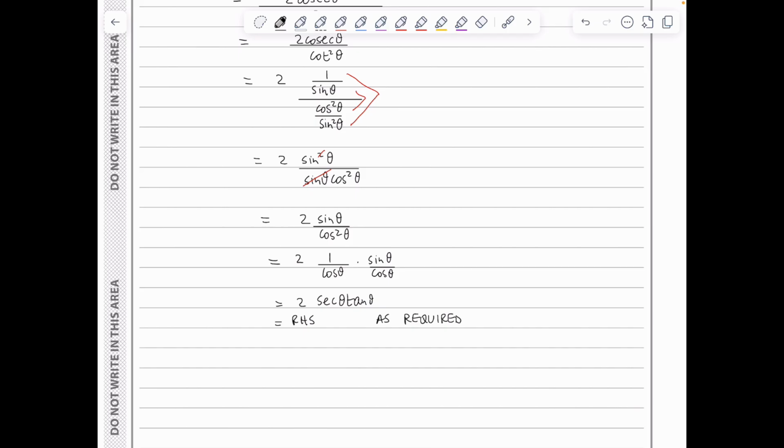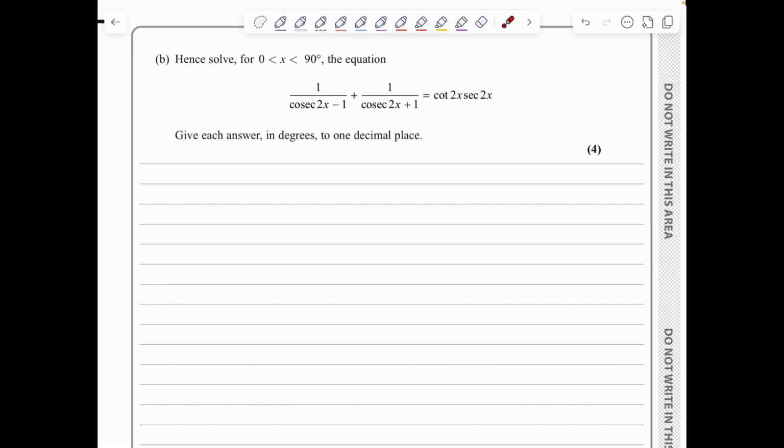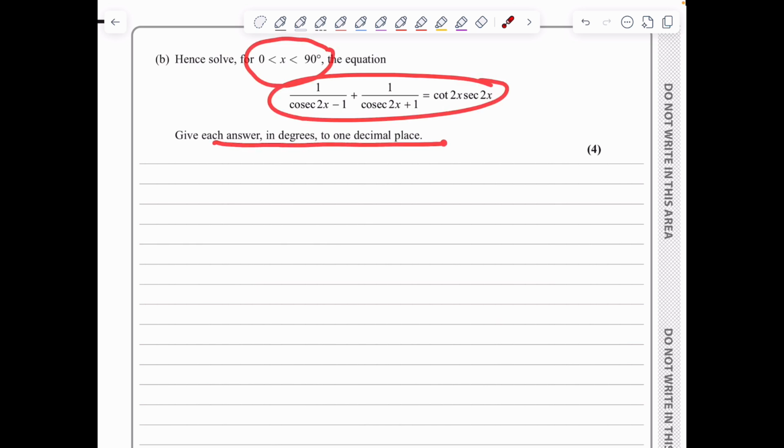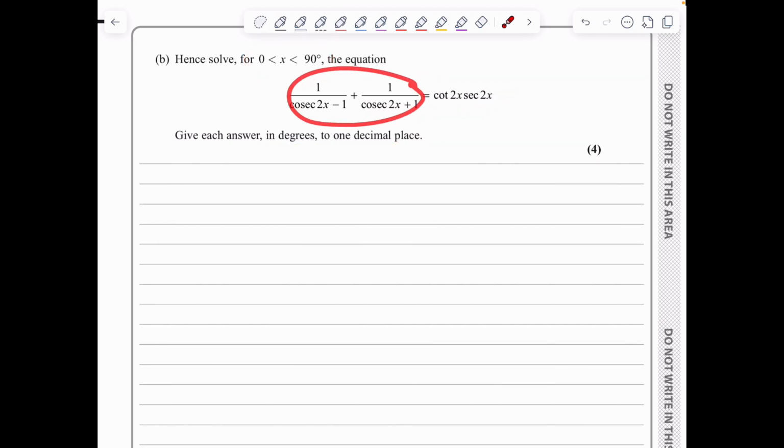In part B, we need to hence solve for x between 0 and 90 degrees the given equation here, giving each answer in degrees to 1 decimal place. Well, I recognize the left-hand side as being the identity we just proved, with theta being replaced with 2x. So the left-hand side is simply 2 tan of 2x sec of 2x. And on the right-hand side, we've got cot of 2x sec of 2x.